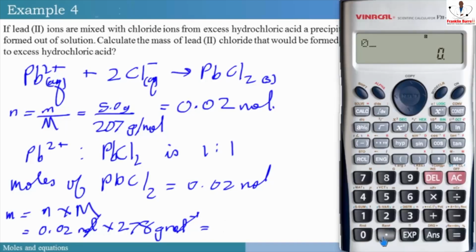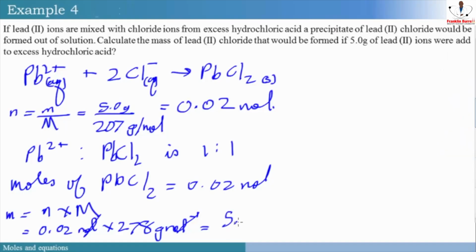Then 0.02 times 278 is equal to 5.56 grams of lead-2 chloride. So 5.56 grams of lead-2 chloride will be produced from 5 grams of lead-2 ions.